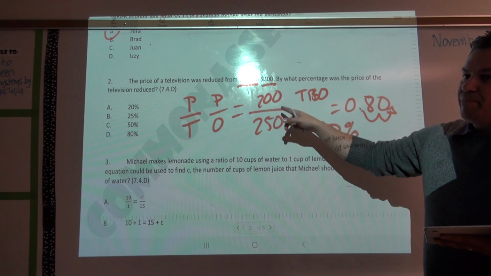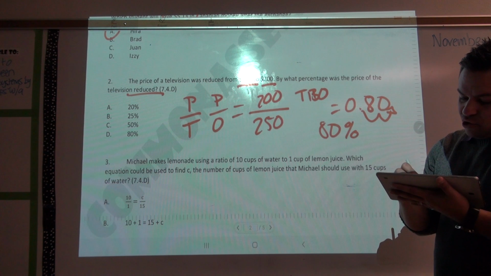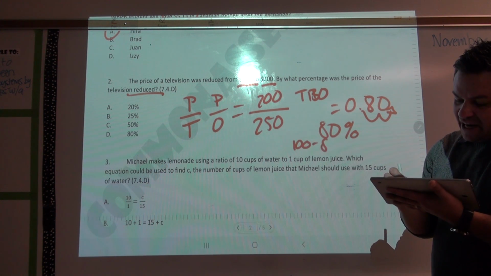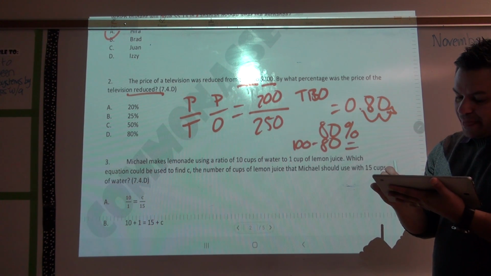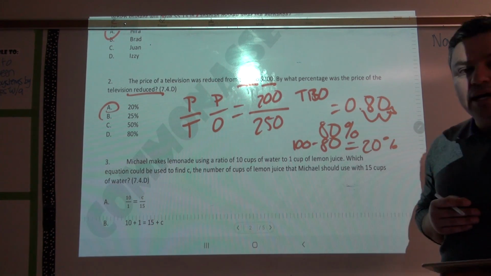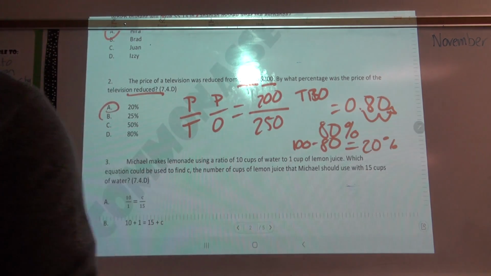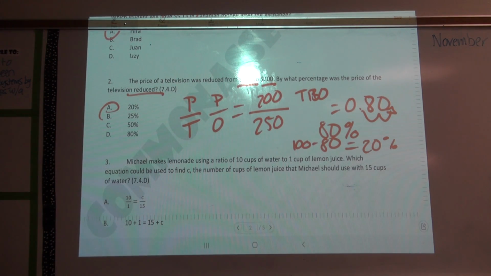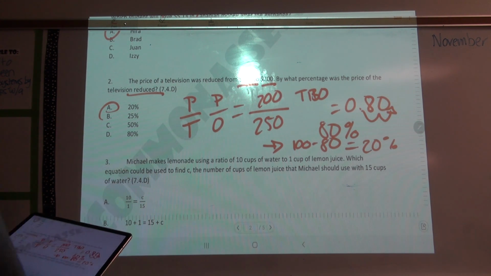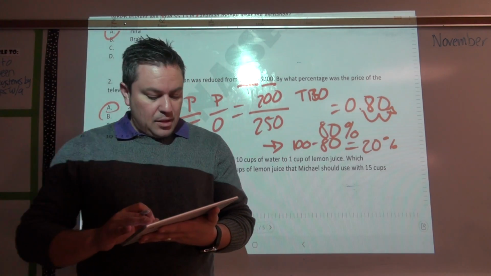However, I need to know by how much it was reduced. So we're going to do 100 minus 80, which gives us 20%, and the answer was A. Any questions on that one? Easy? The step that you could have forgotten was this one, but that's a markdown. And we talked about markdowns that you have to take it away from 1 or take it away from 100. Number 3.